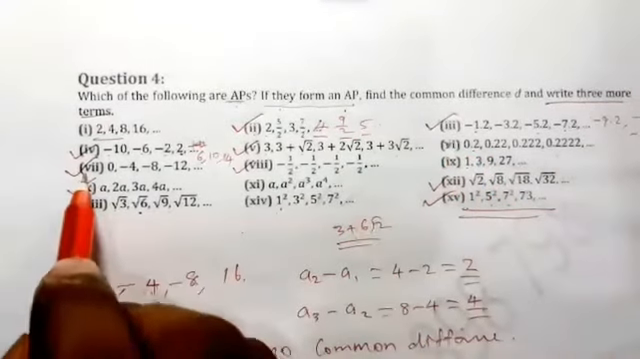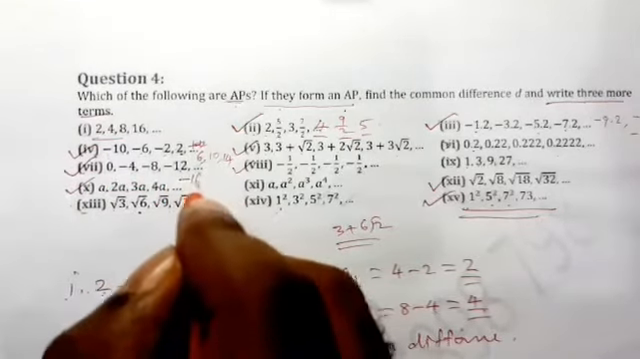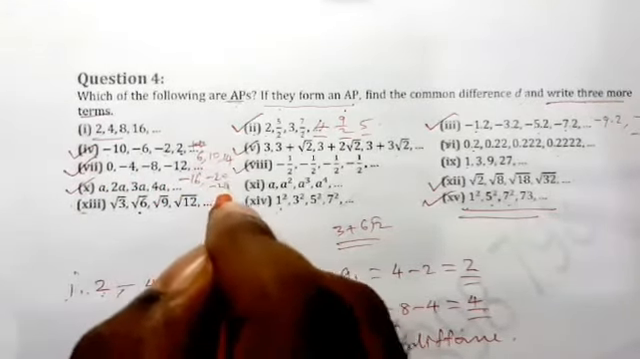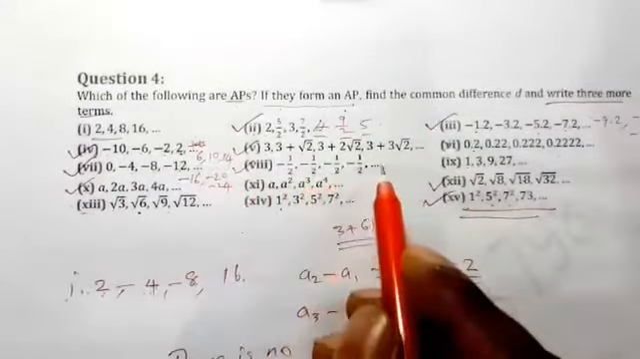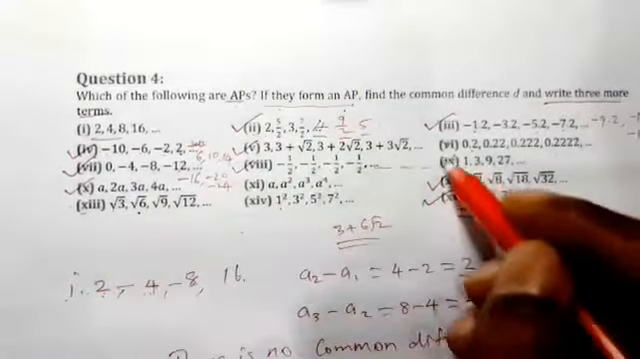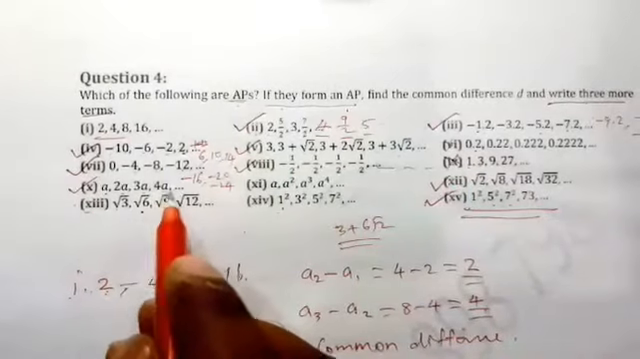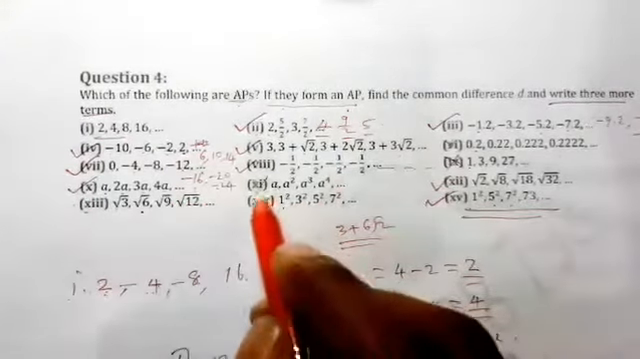Now the next one, it was in AP: minus 4, minus 8, minus 12. So we can write minus 16, minus 20, minus 24. Okay. Similarly, the next one is the same, so again 3 same terms we can write: minus 1 by 2, minus 1 by 2, minus 1 by 2. This is not in AP. Then the next question: A, 2A, 3A, 4A. So 5A, 6A, 7A will be the next 3 terms. This is not in AP.